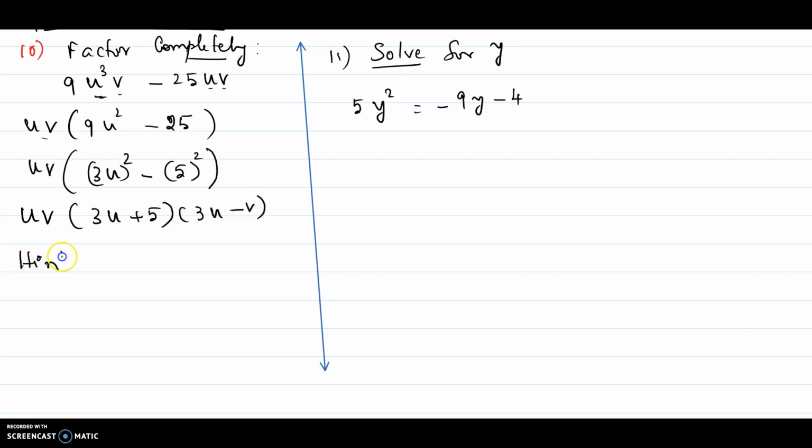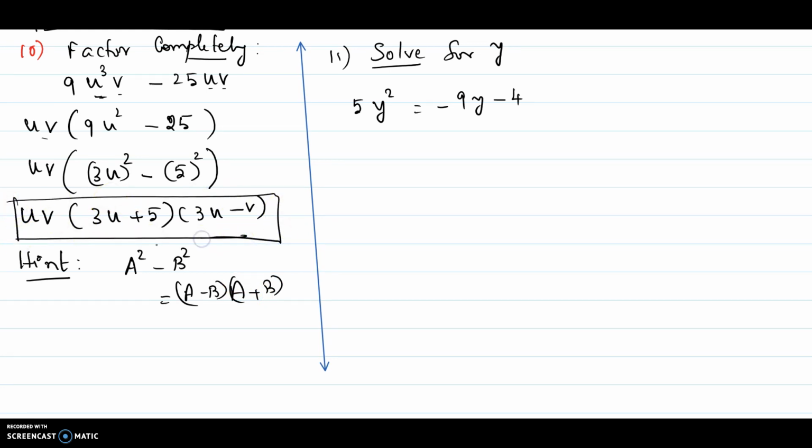The hint in the problem, the formula that you use is a square minus b square equal to a minus b times a plus b. So the answer is uv times 3u plus 5 times 3u minus 5. Problem number 11. Solve for y.